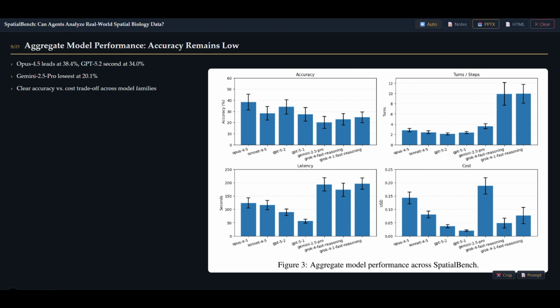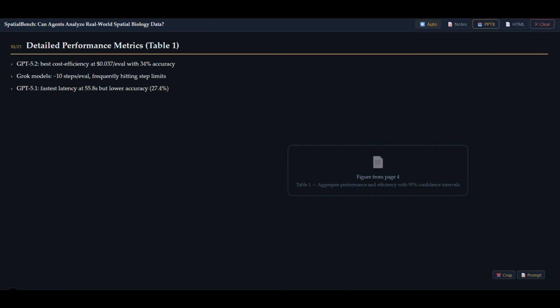But accuracy isn't the full picture. Look at the efficiency metrics. GPT models complete tasks in about 2 steps with 56 to 89 second latency and just 2 to 4 cents per evaluation. Grok variants take nearly 10 steps on average with much higher latency. There's a clear trade-off: Opus 4.5 for peak accuracy, GPT 5.2 for cost-effective performance.